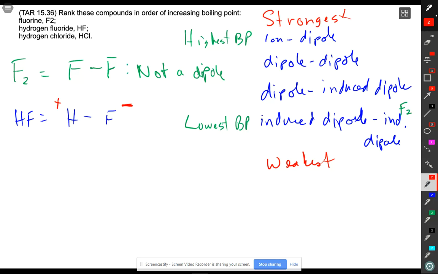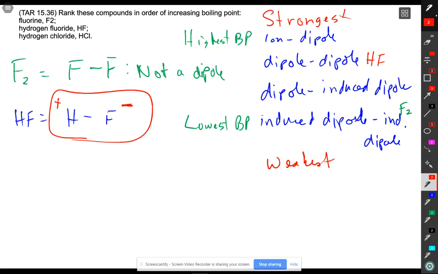So which of these forces would I have between hydrogen fluoride molecules? Not ion, because we're just bonding one of these to another one of these. Neither of them is an ion. So it's dipole-dipole. So that's going to be a fairly high boiling point.